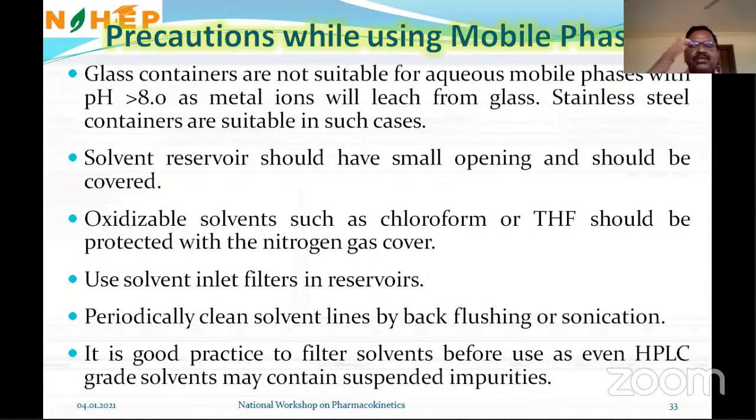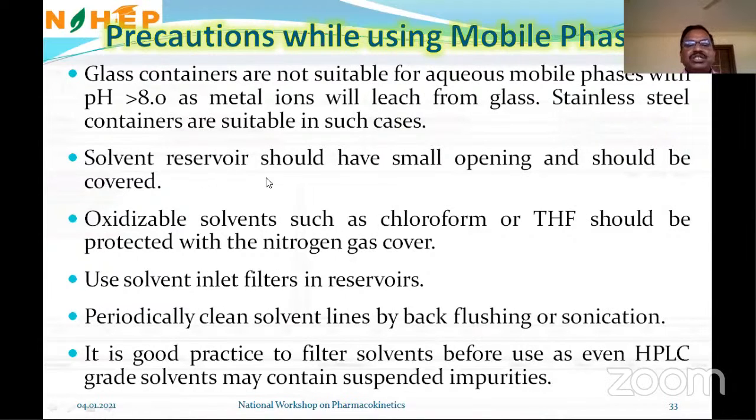Glass containers are not suitable for aqueous mobile phase with pH more than 8, because if you store a mobile phase with pH more than 8 in a glass container, the metal ions present in the glass will leach. Then it may cause some disturbance in the elution. That is, if the pH is more than 8, then better use stainless steel containers.